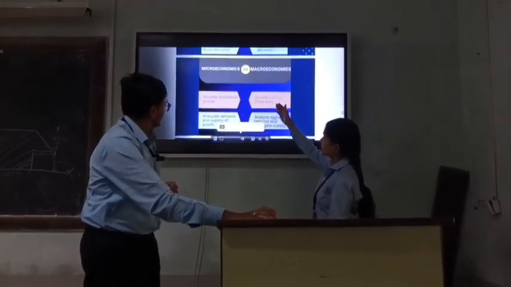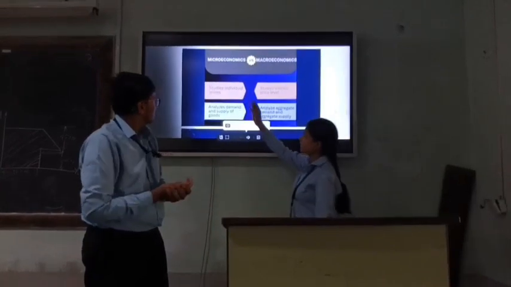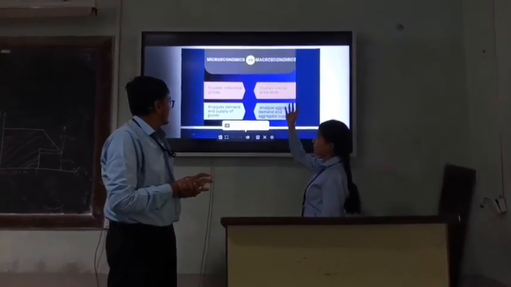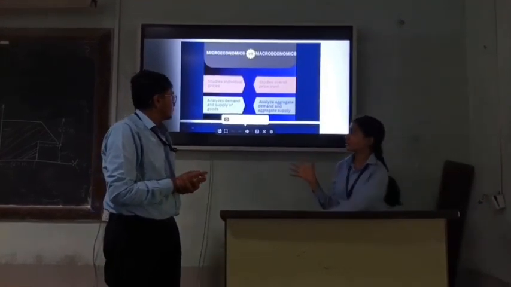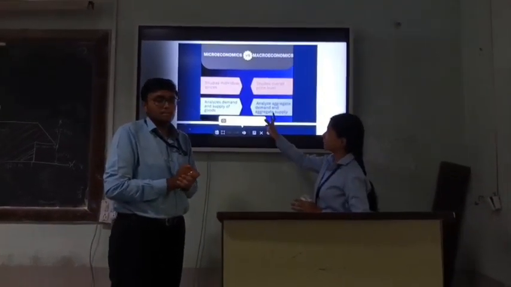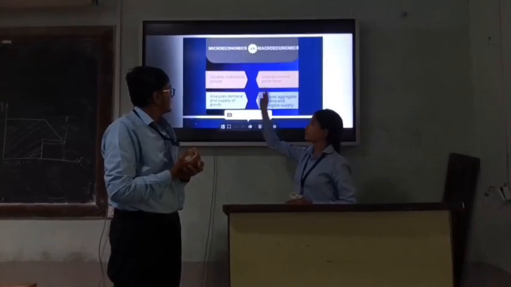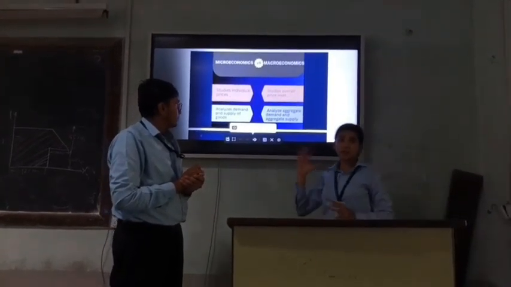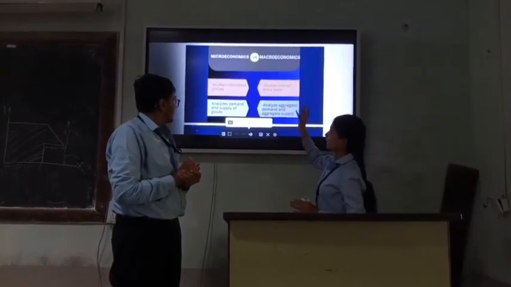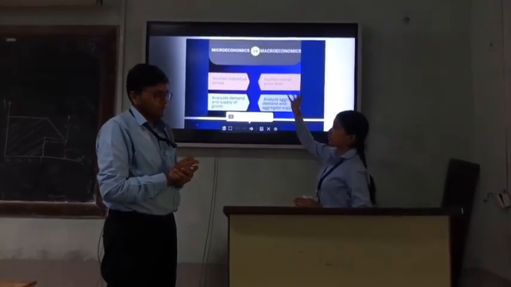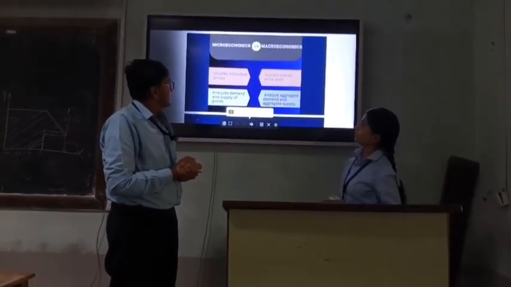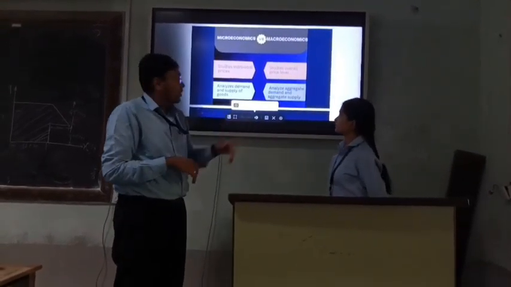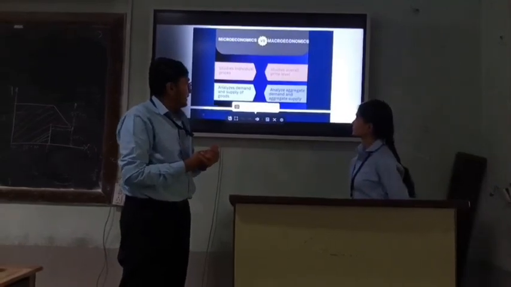In microeconomics, it studies individual prices, and in macroeconomics, it studies overall price level. Means in our house, we can say that our individual price is included in microeconomics, and in macroeconomics our nation's price and overall are involved. In microeconomics, analyze demand and supply for the goods, and in macroeconomics, analyze aggregate demand and aggregate supply.